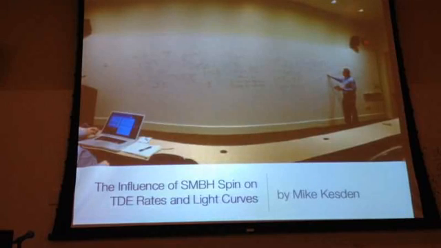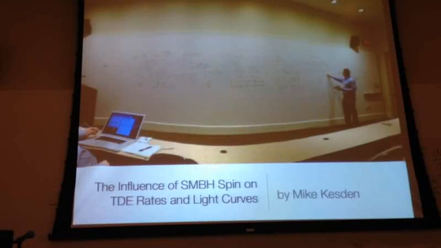The next theory talk was by Mike Kesden, and it's all laid out here. His emphasis was on the influence of the black hole spin on the tidal disruption rates and light curves. He's provided his notes, and I think those will be posted, and you'll see everything in all its glory. All the details are in the notes. I will just say quickly what his emphasis was.